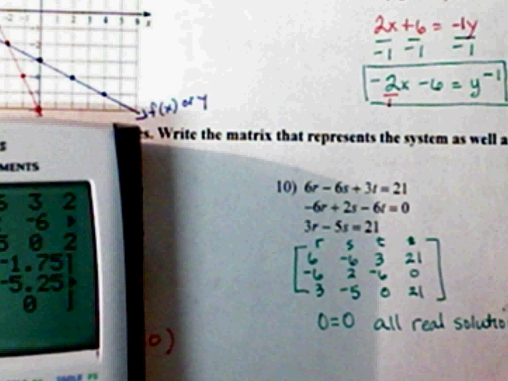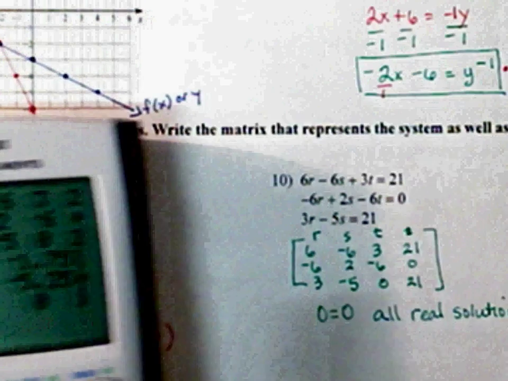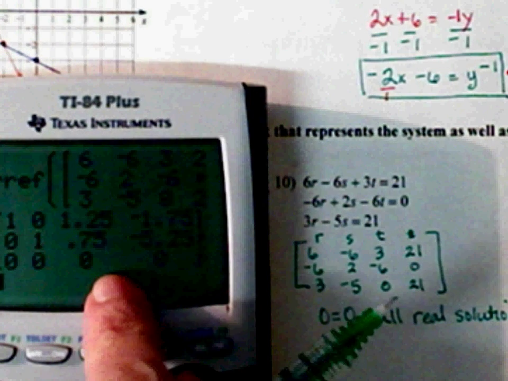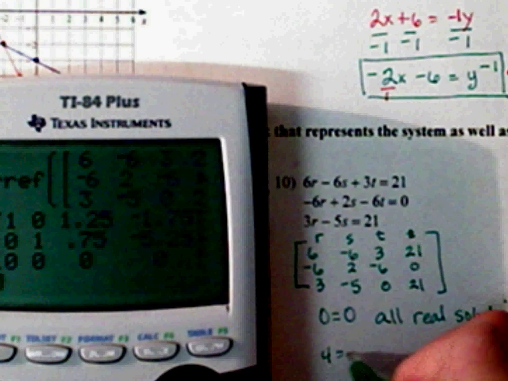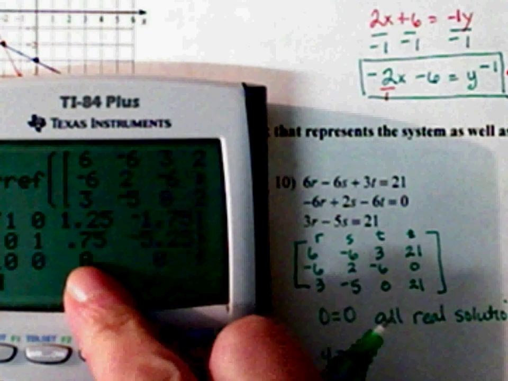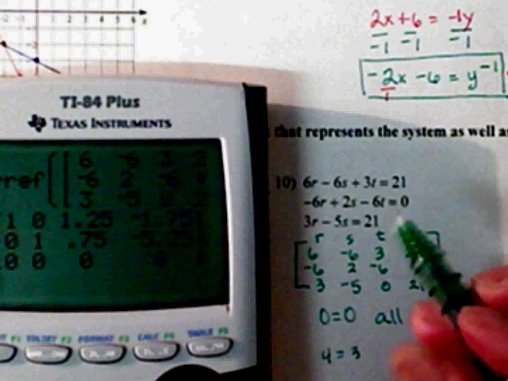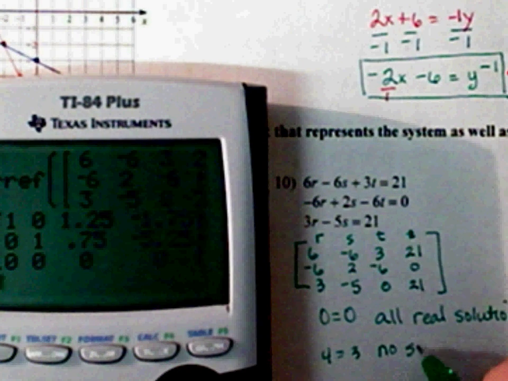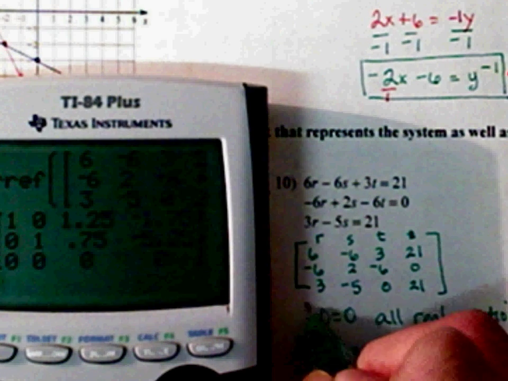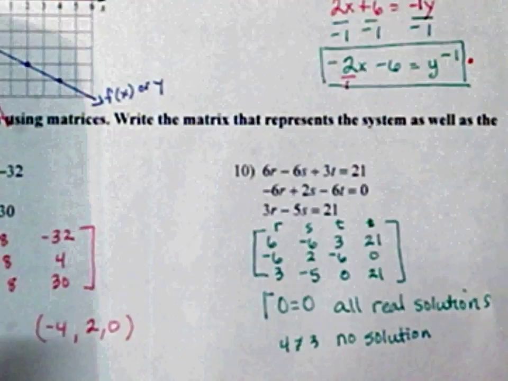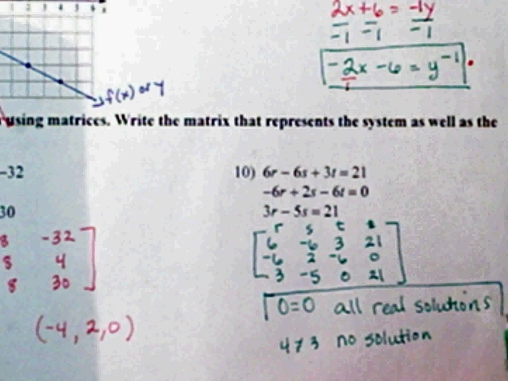Now, if you work it through, and on your calculator at the very bottom right here, say for example it has something like 4 is equal to 3. You have a 4 here and a 3 here. This would be no solution. So just make sure you understand, because 4 is never equal to 3. But the answer for number 10 is all real solutions. Okay?